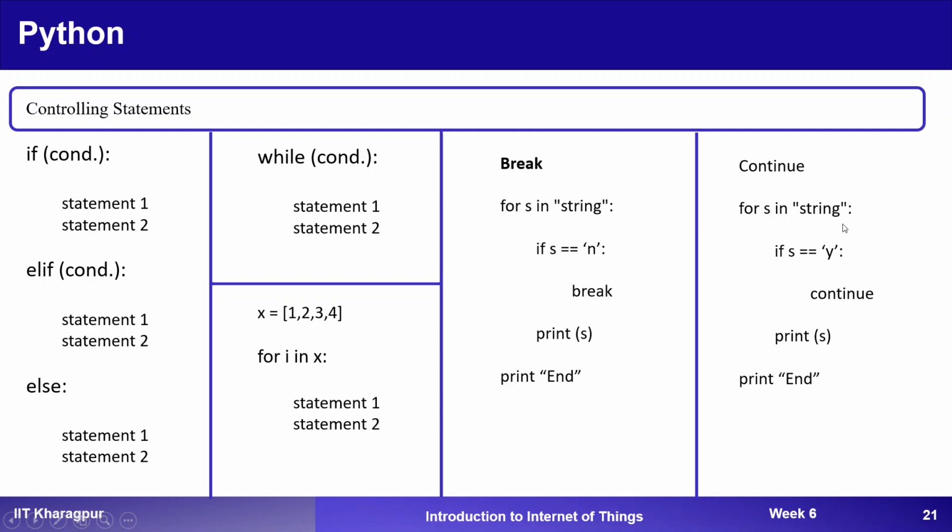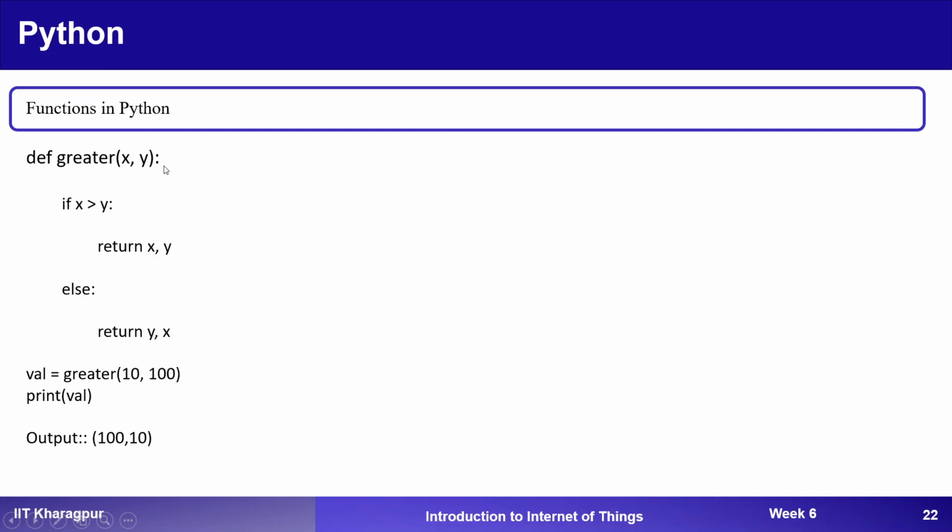Now functions in Python. So the concept of functions is again the same. You have to declare your function. After that you have to use a colon. Inside your function you have to give the definition of your function, that is, what your function is going to do, and after that you can call your function in your program whenever you want to.